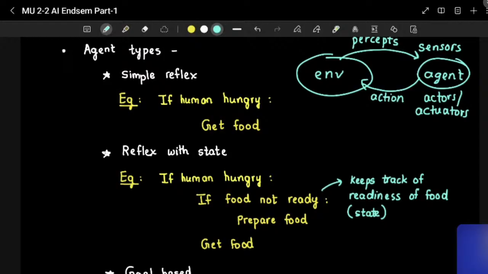This is also there in PPT 1. There are different kinds of agent types. Simple reflex: here you're sensing that the human is hungry. So if the agent senses that the human is hungry, it directly performs an action called get food. So it gets food for the human being.